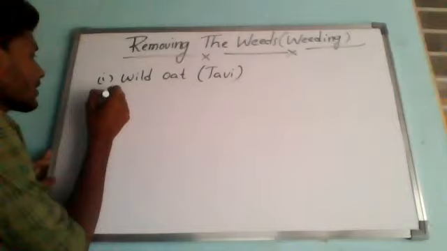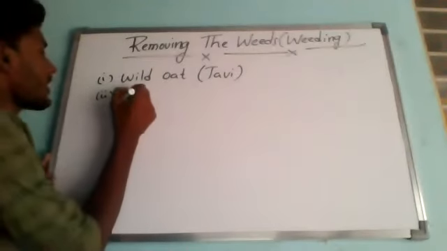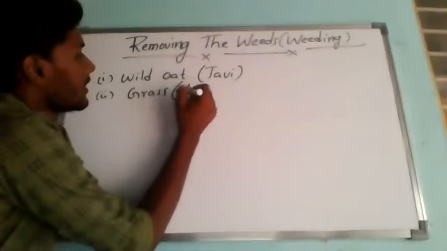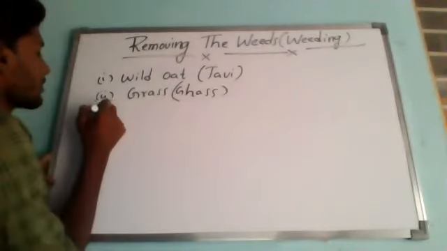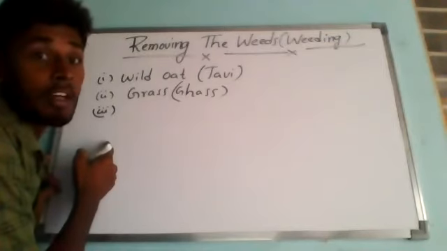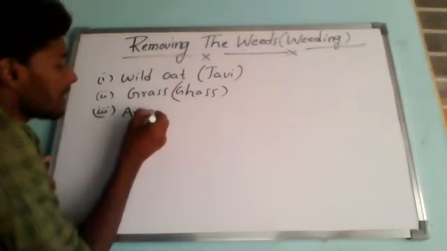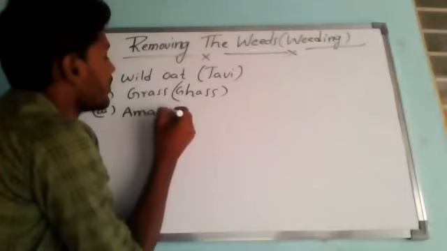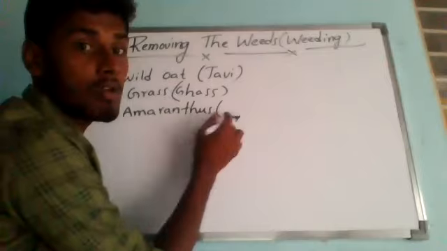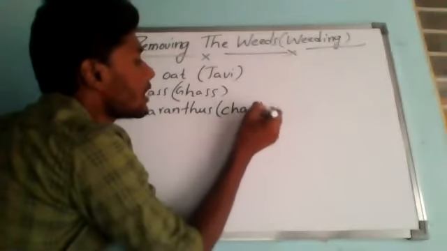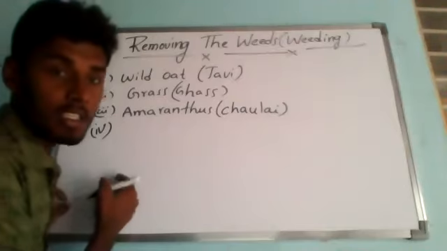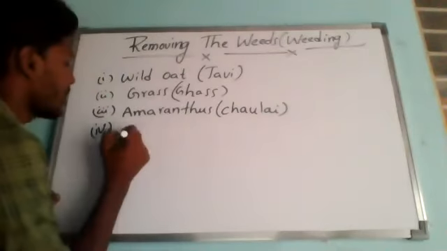Understanding, like that. The next one is common grass, which is everywhere. What we used to call grass, or else we can call it gas. Understanding, Amaranthus. So Amaranthus means Chaulai, which we can call Chaulai, like that. The next one is Chenopodium. What we used to call Chenopodium.